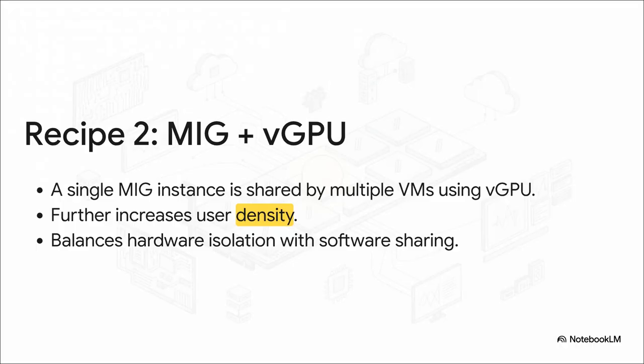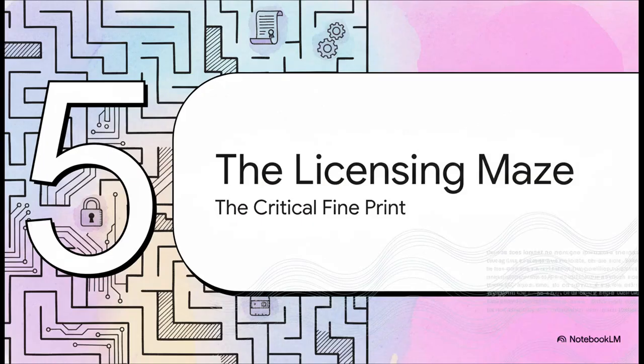Now for recipe number 2, layering vGPU on top of MIG. Here, you take one of those hardware-isolated MIG instances, and then you use software-based vGPU to share that one slice among several VMs. This kind of gives you the best of both worlds. You get that rock-solid hardware isolation between different groups of users, but you get much higher density within a single group. It's a really powerful way to balance security and efficiency.